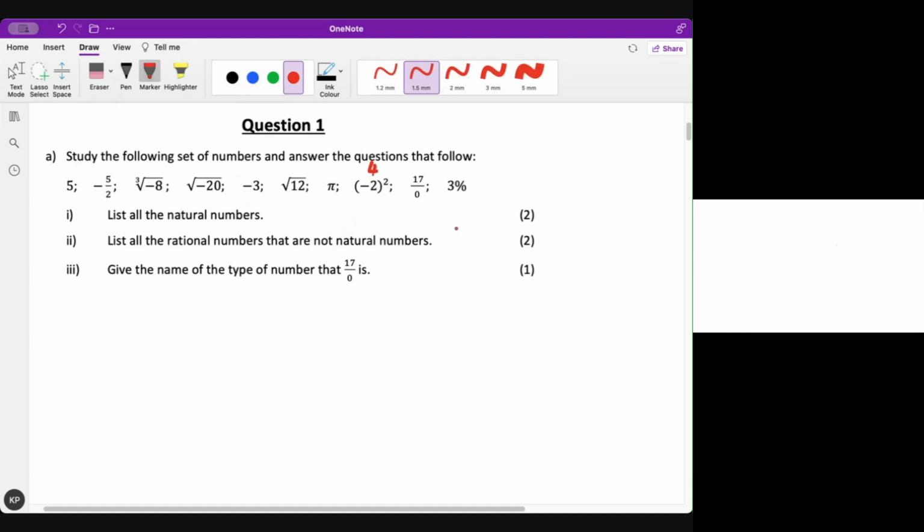Okay, 17 divided by 0. Can we do anything about that? What's the answer for 17 divided by 0? It's undefined. So this would be undefined. Okay, what's the cube root of -8? The cube root of -8 would be -2.